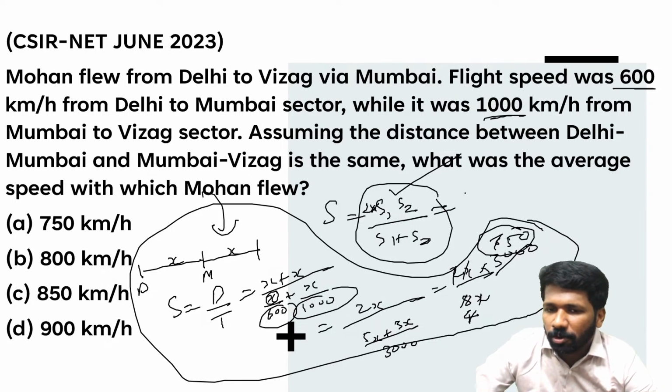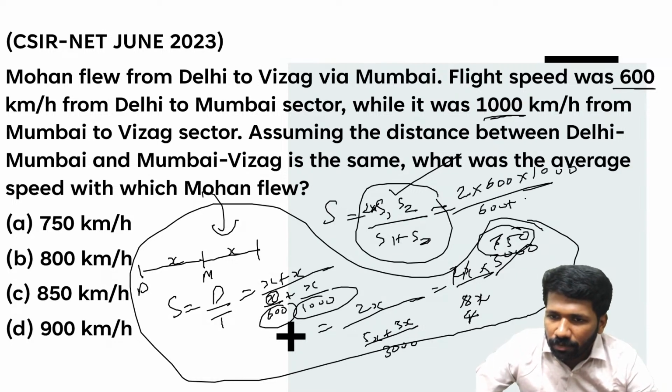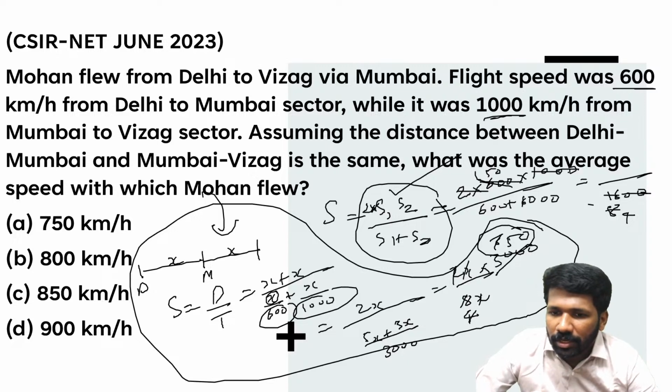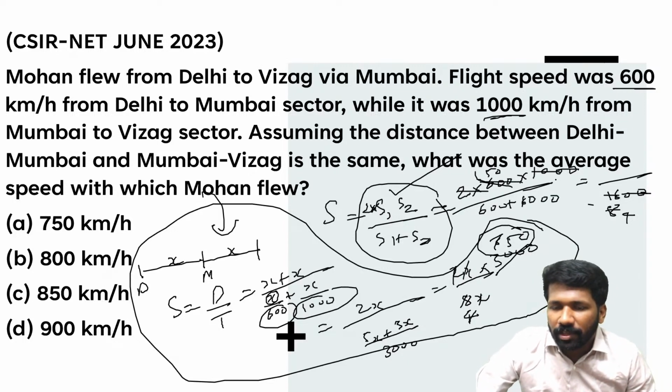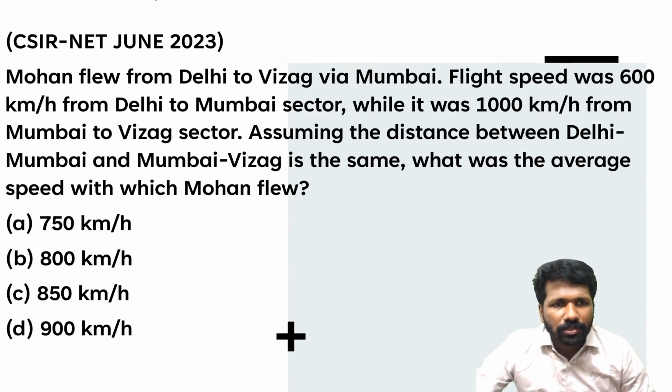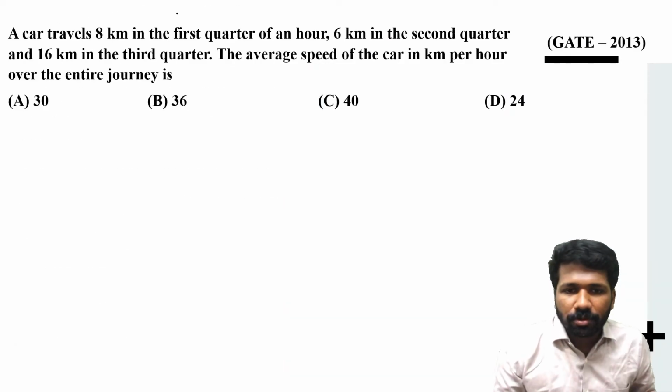The shortcut method is this formula: 2 times 600 into 1000 divided by 600 plus 1000. When you simplify that, you will get the denominator as 1600. In the numerator you can cancel the two zeros with the two zeros, and 16 and 2 cancel to 8, 10 and 8 cancel to 4, 6 and 4 cancel to 150, 150 into 5, that is 750. All of you are understanding? So those are the two ways of doing this question, a June 2023 NET exam problem.